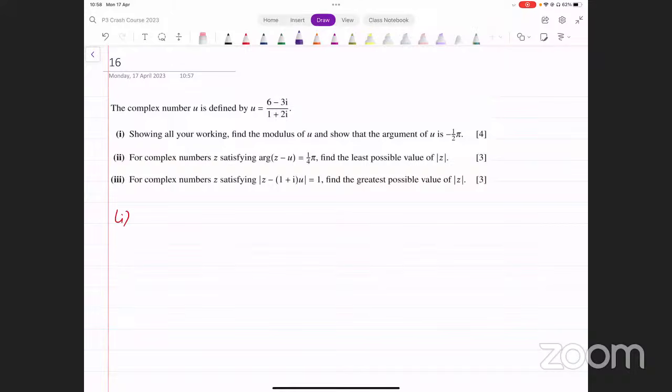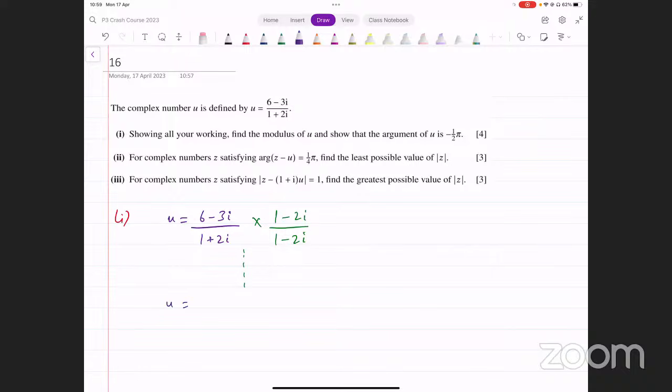The complex number u is defined by this. u is equal to (6 minus 3i) divided by (1 plus 2i). You have to show all your working and find the modulus of u and also show that the argument of u is minus pi over 2. So first part you can try yourself. Again, you'll multiply and divide by the conjugate. It will become (1 minus 2i) over (1 minus 2i). Simplify this, you get u in the form x plus yi first of all. And when you're done with that, you can find the modulus and the argument from that.